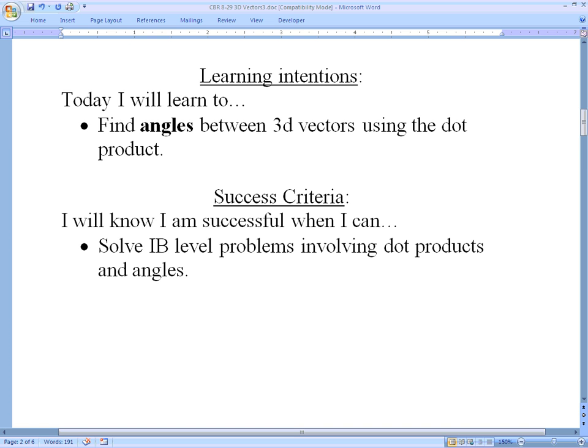Today we're going to continue our discussion of 3D vectors, specifically focusing on finding the angle between those 3D vectors using the dot product. And we'll know we're successful when we can solve IB level problems involving dot products and angles.